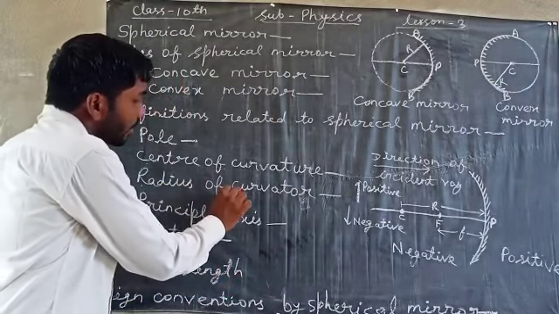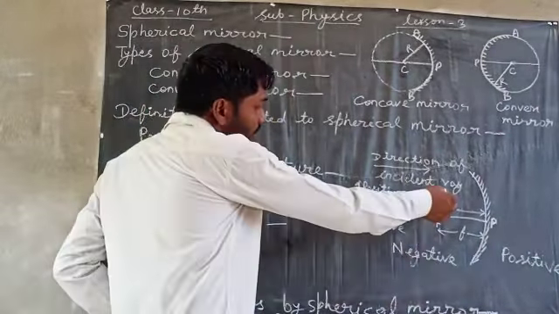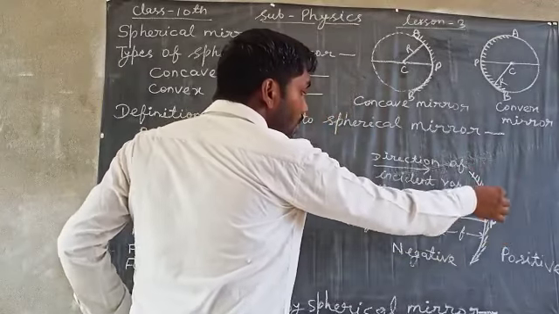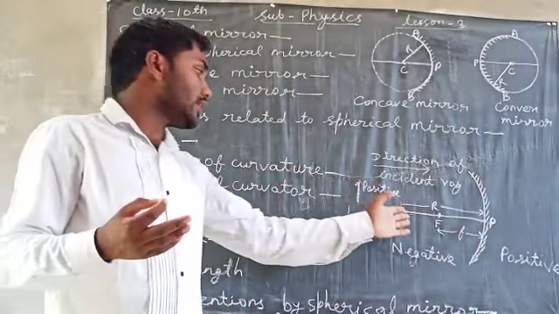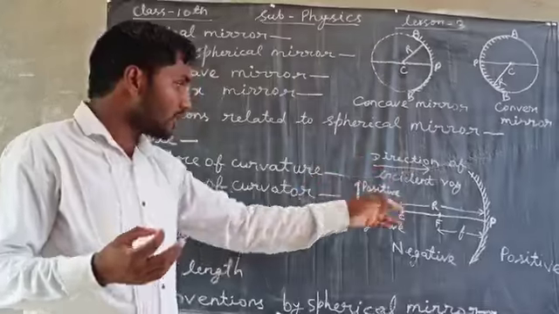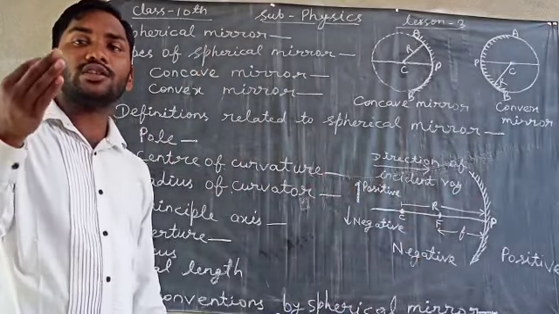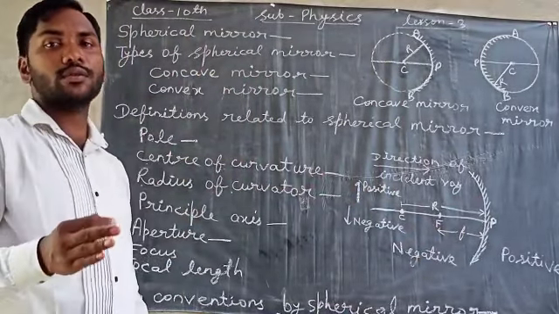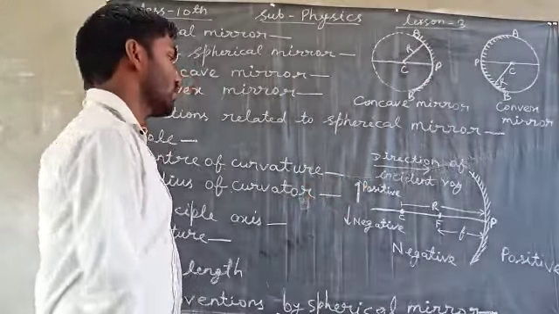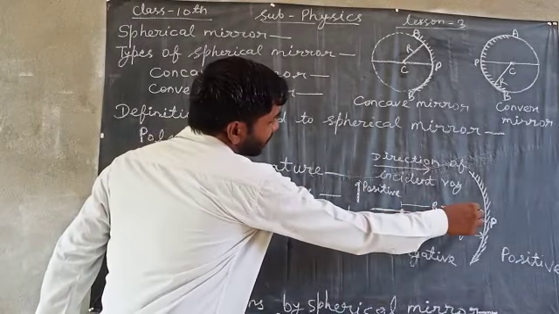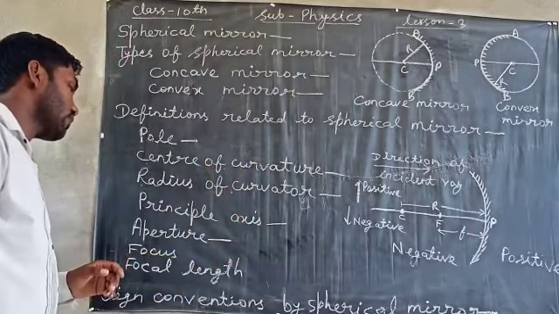After that, the radius of curvature. The distance between the pole and the center of curvature is called the radius of curvature. Or we can say that the radius of the sphere of which the spherical mirror is formed is called the radius of curvature. You can see here, this radius is the radius of the whole sphere. So this is called the radius of curvature.